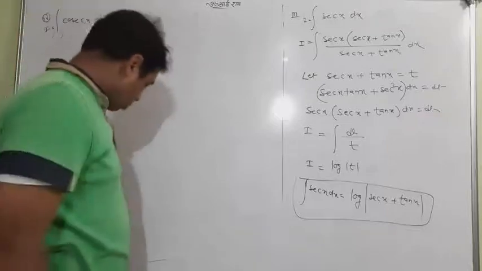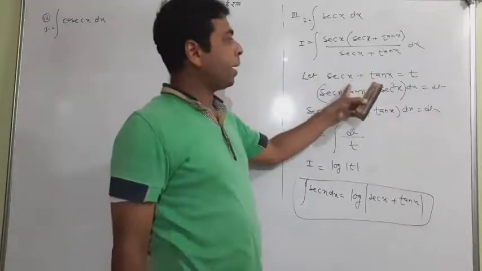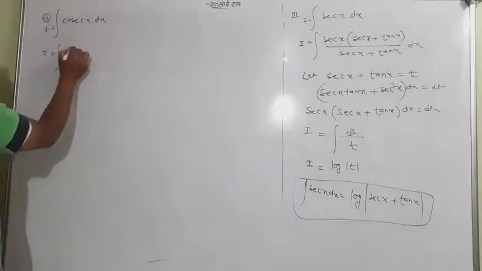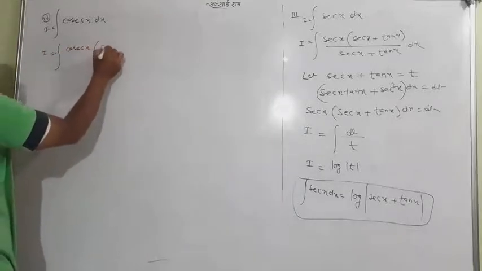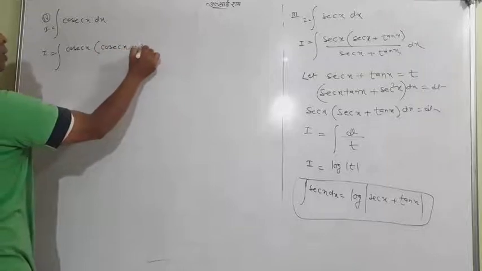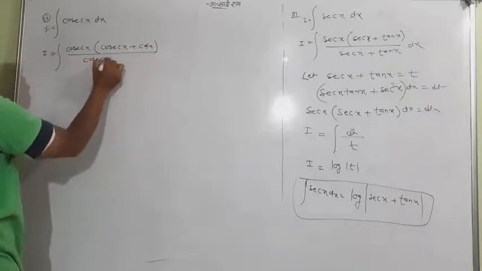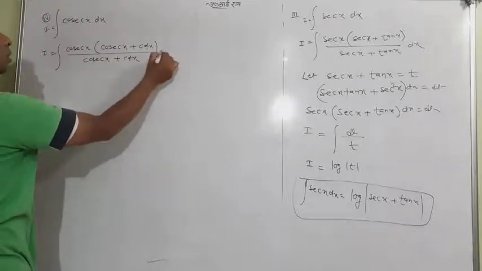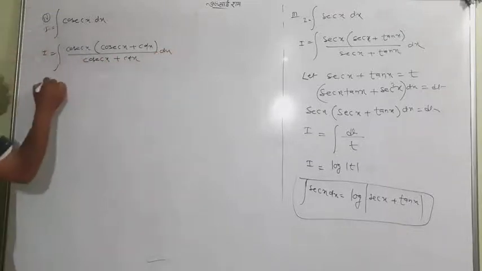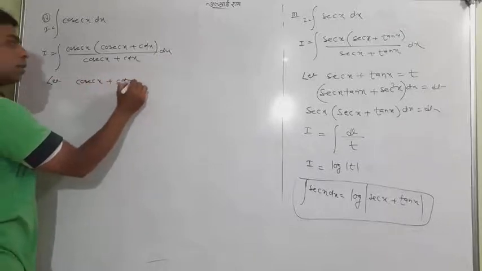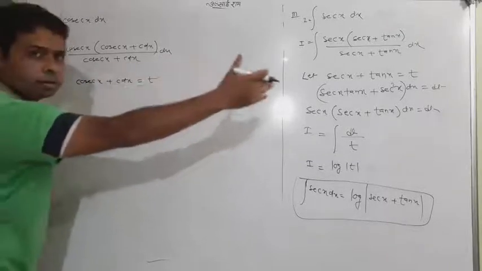Again important, same concept. Here you multiply and divide by sec x plus tan x. In this question you have to multiply by cosec x plus cot x upon cosec x plus cot x. Now look at what will happen. You let cosec x plus cot x equal to t, as I did there.